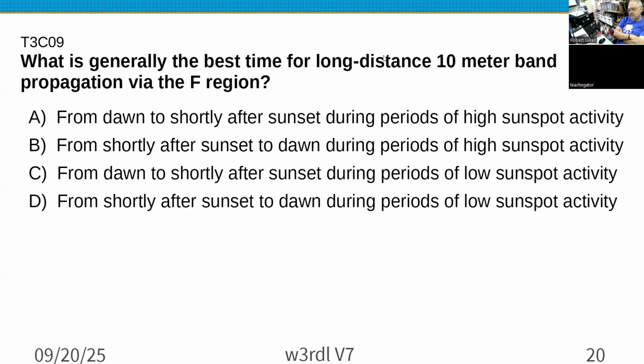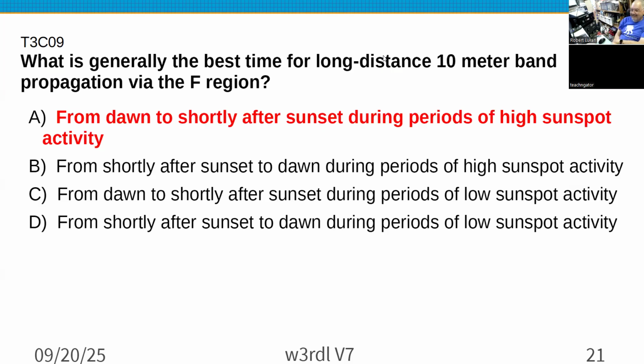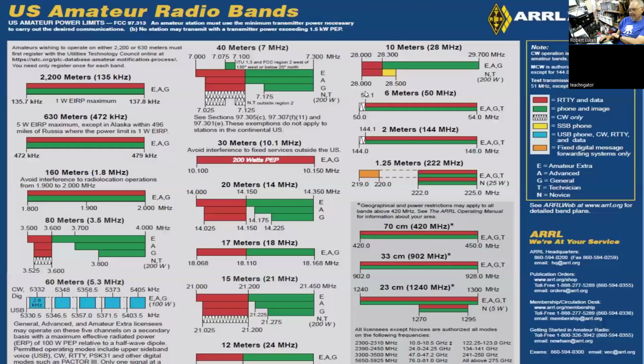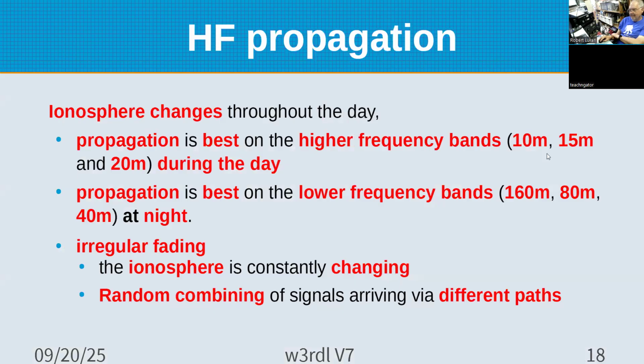I'll say Bravo. Go ahead, shoot me. Daytime. Long distance, 10 meter. Oh, I got the wrong numbers. Okay. Best time for distance, gotcha. Okay. Daytime. 20, 15, and 10. And the higher the sunspot activity, the better they are. Gotcha.